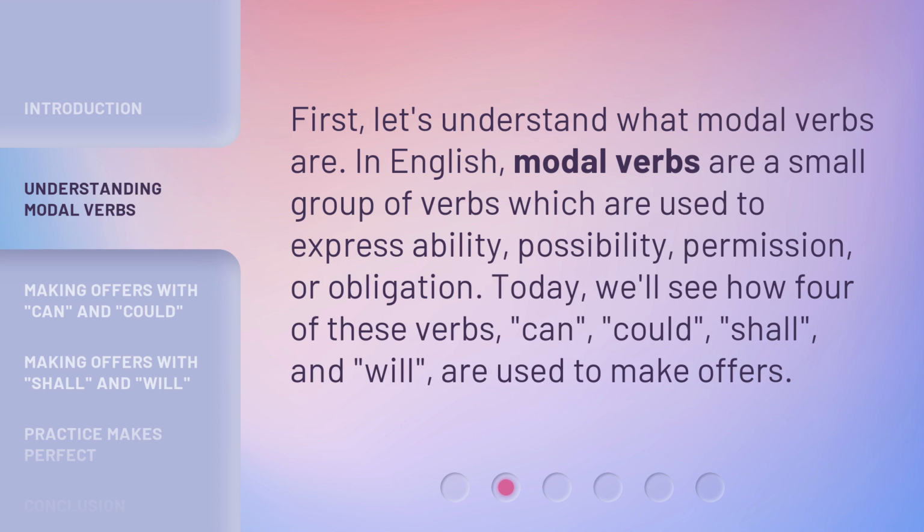First, let's understand what modal verbs are. In English, modal verbs are a small group of verbs which are used to express ability, possibility, permission, or obligation. Today, we'll see how 4 of these verbs, can, could, shall, and will, are used to make offers.